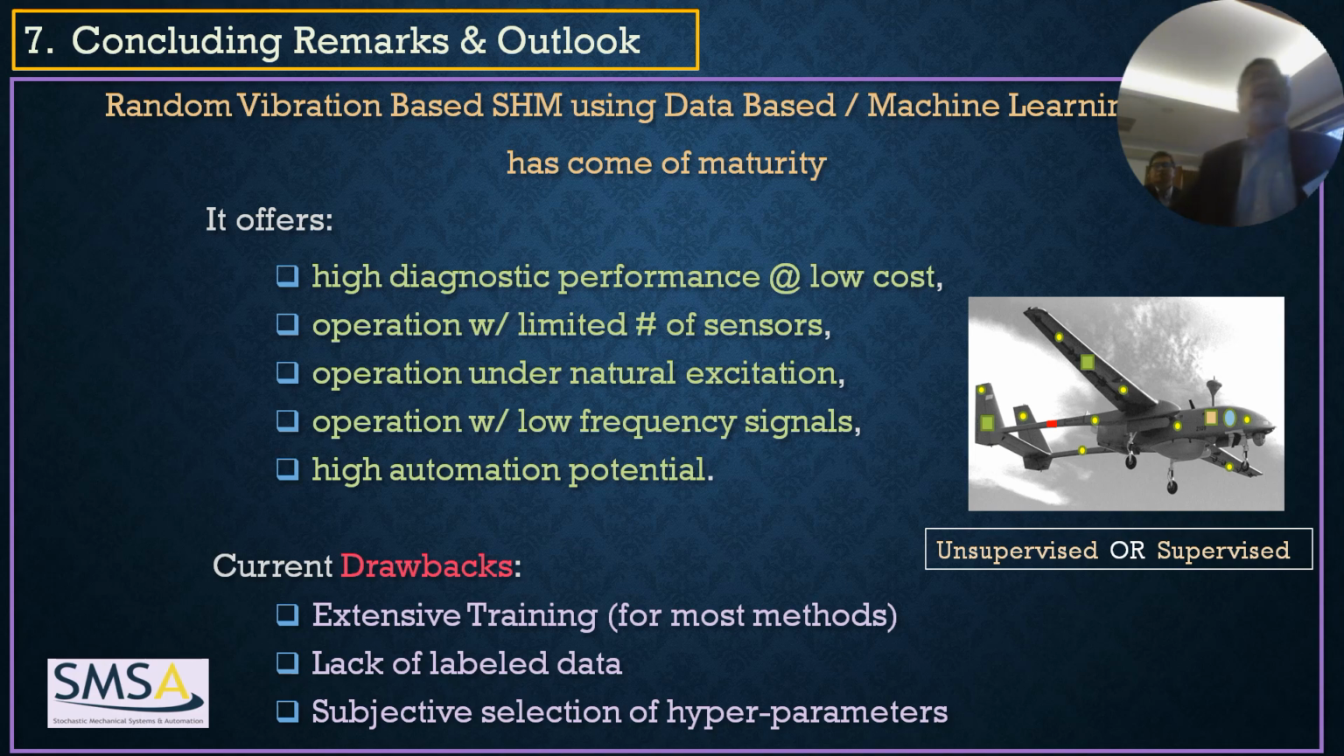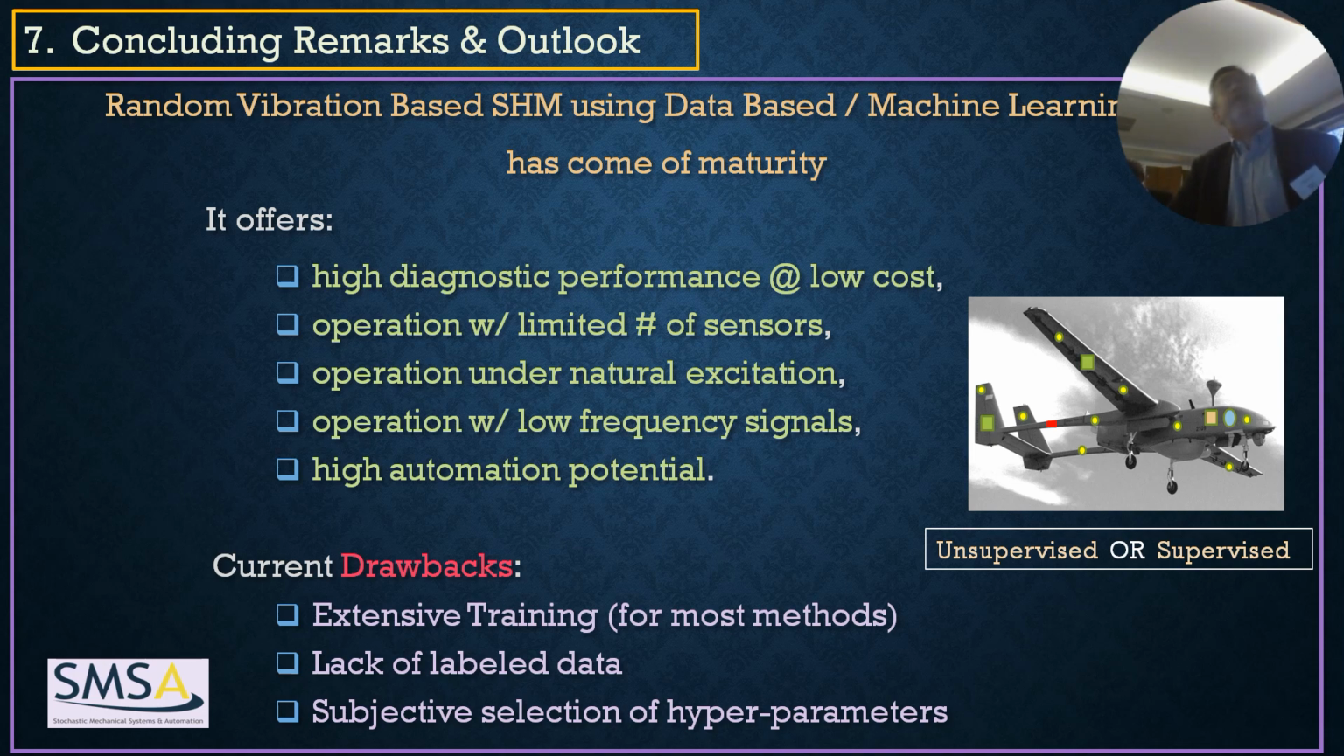Lack of label data. In other words, it's very difficult sometimes to have actual faults or damages happening on a train, or on an aircraft. So we only have the healthy case. And so we have to stay unsupervised, as it is called in machine learning. We're talking about unsupervised methods. So this is a limitation, that we don't have this kind of data under damage. Very, very often we do not.